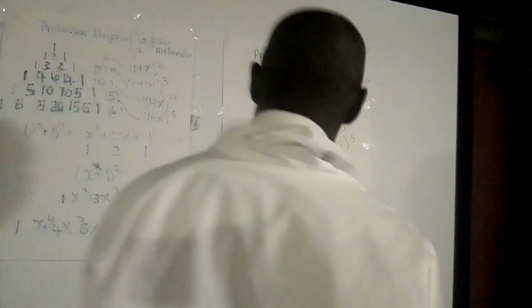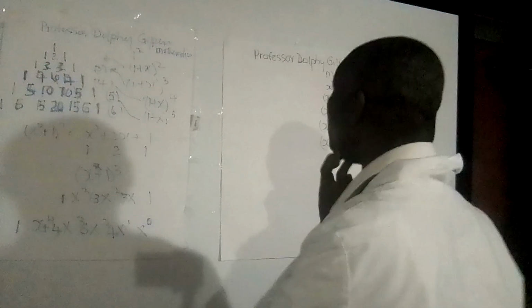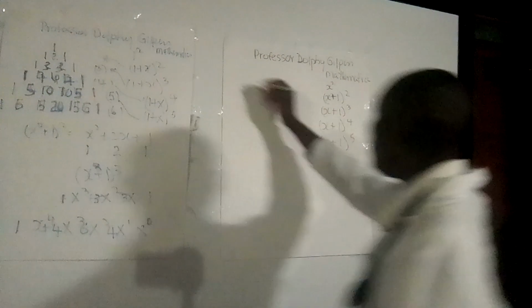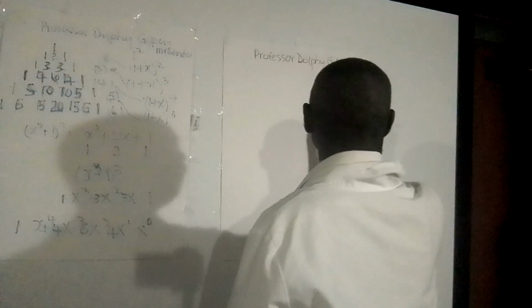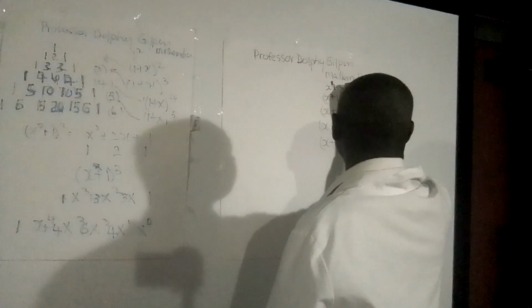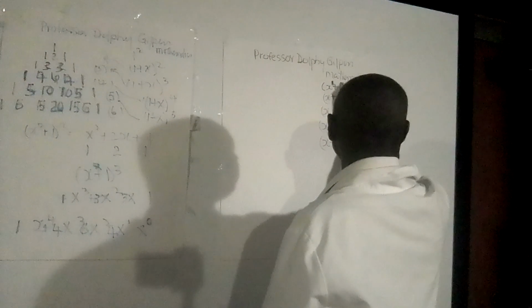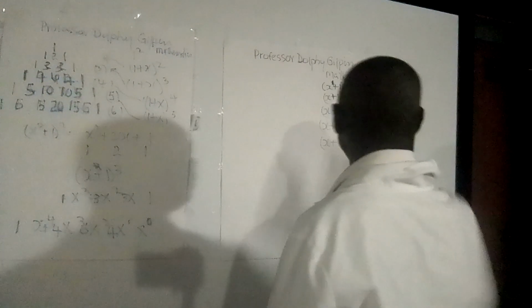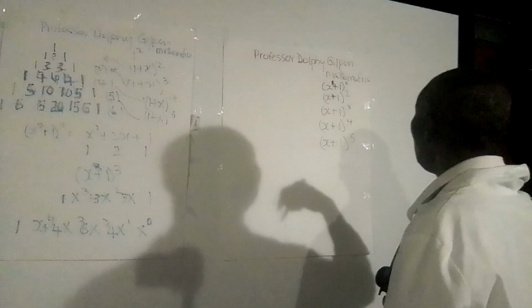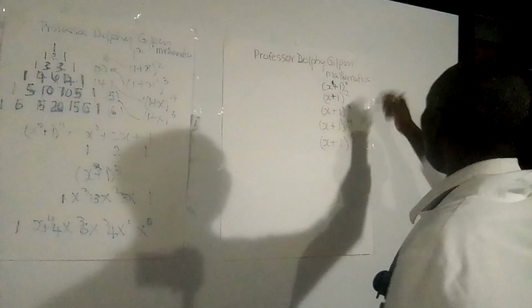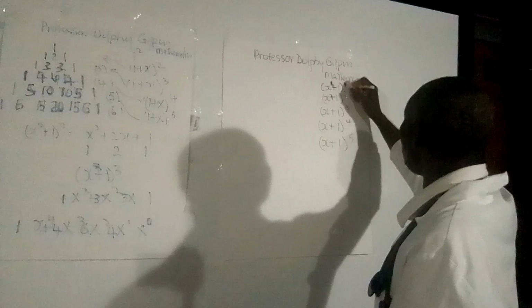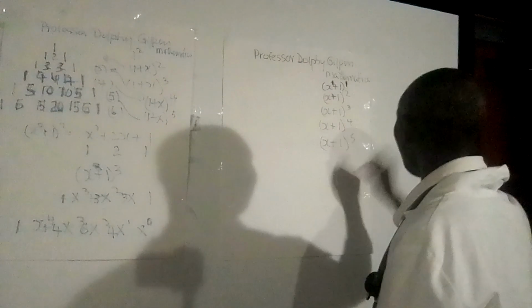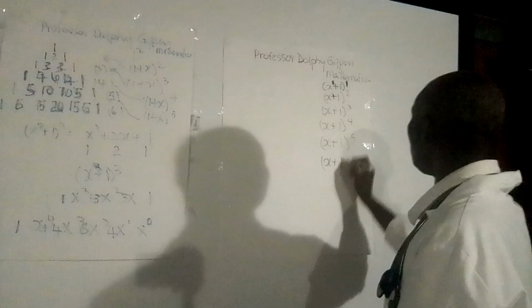But first we're going to build a pyramidal structure over here and supply the coefficients of these. First we know that we're going to have (x + 1) to the 0, then (x + 1) to the 1, (x + 1) to the 2, (x + 1) to the 3, 4, 5, and so on. So it'll be like (x + 1) to the 6.